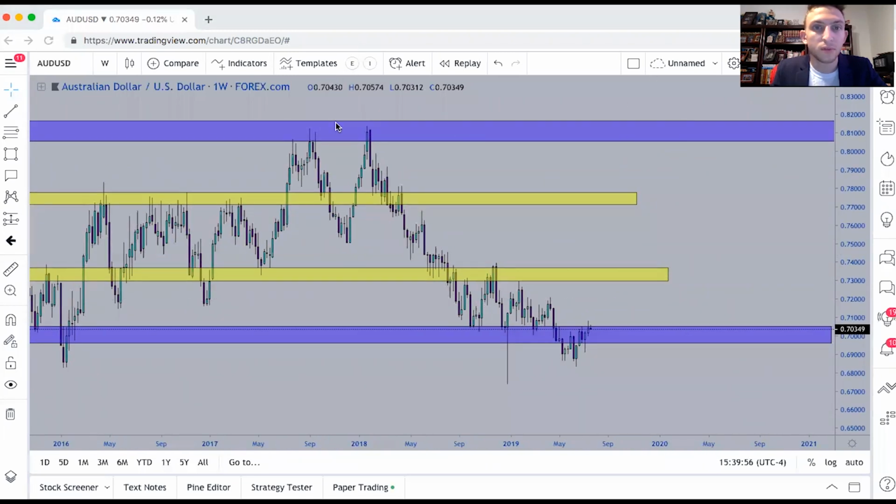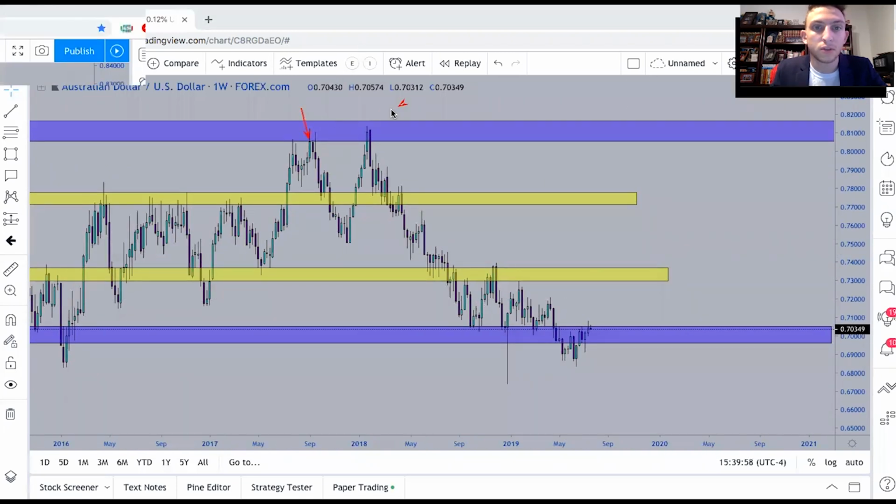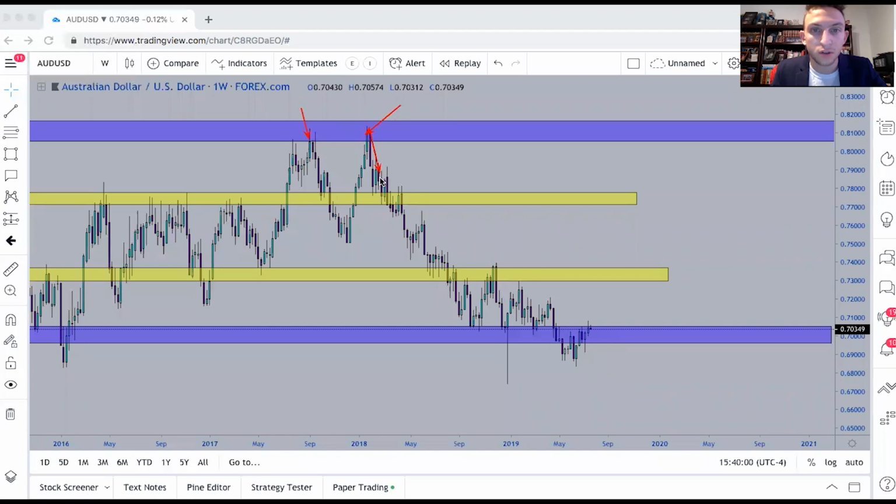So we see previously that we had not one but two rejections from this monthly zone and just started pushing to the downside in this nice downtrend, right? Now what are we seeing? We're kind of seeing the opposite, right? We see a big push up, a huge rejection. We come back up, and now it looks like another potential rejection.